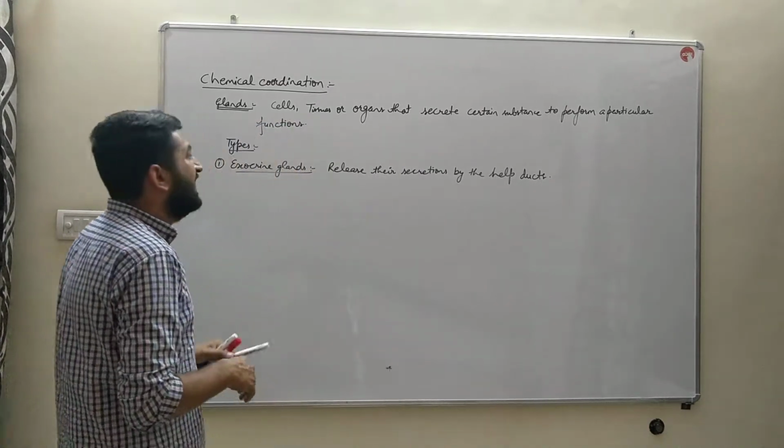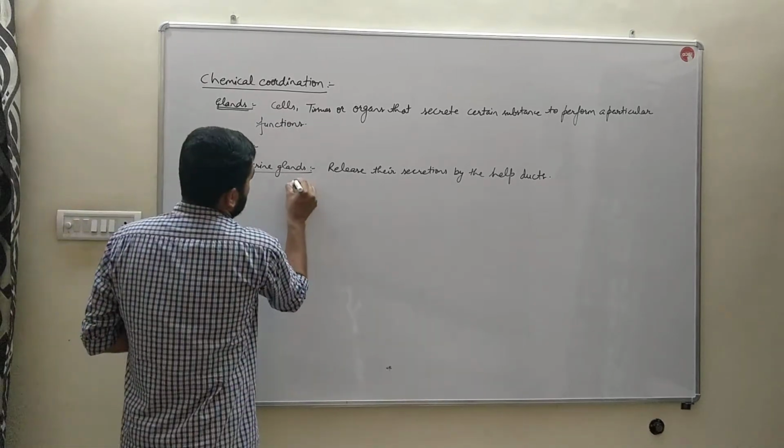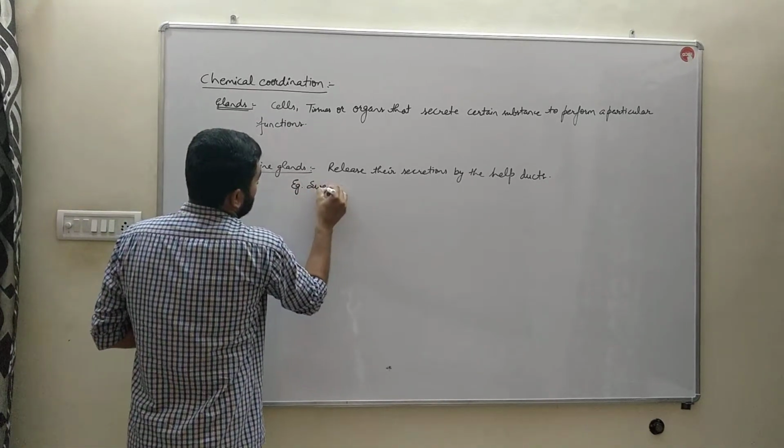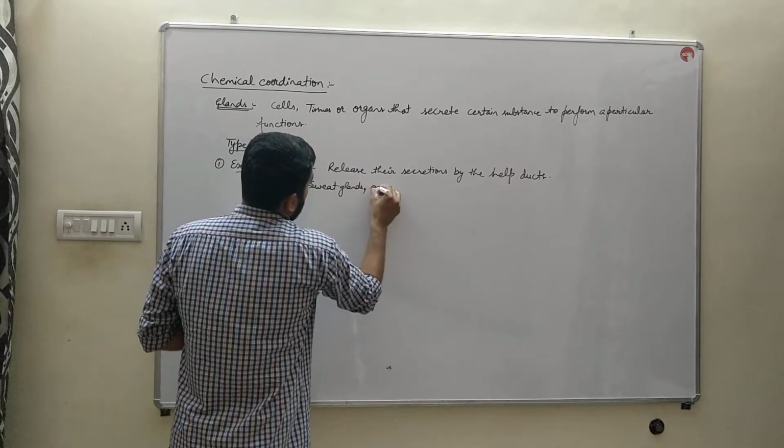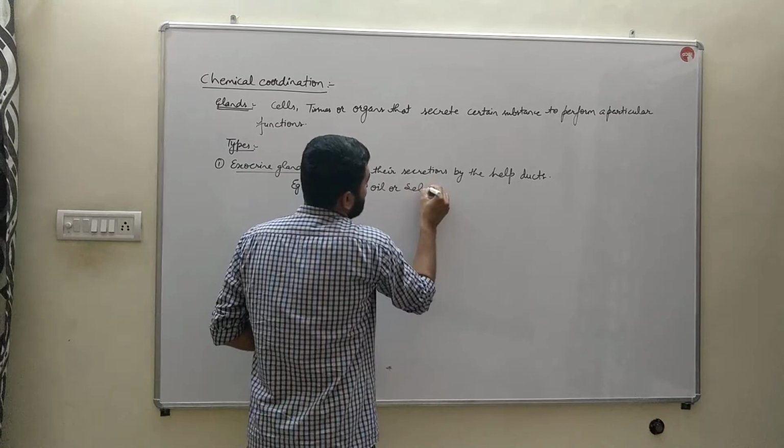Those are referred to as exocrine glands. Examples of exocrine glands are sweat glands, oil or sebaceous glands.